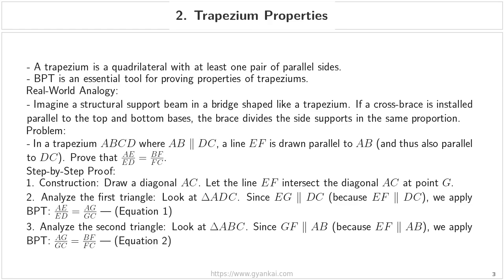Step 3. Now, let's look at the second triangle, triangle ABC. In this triangle, the segment GF is parallel to the side AB. Applying BPT again, we find that the ratio of AG to GC is equal to the ratio of BF to FC. We'll call this equation 2.